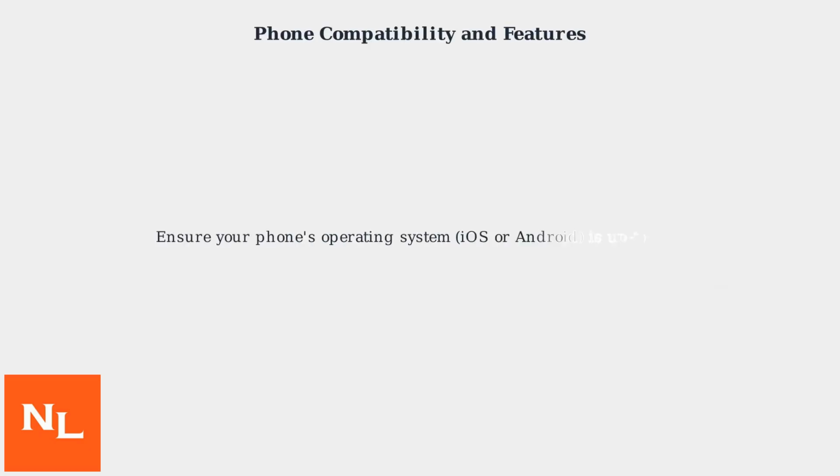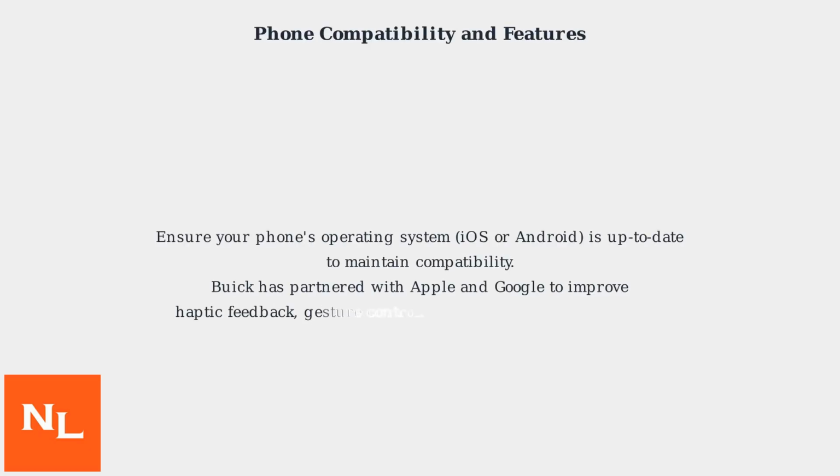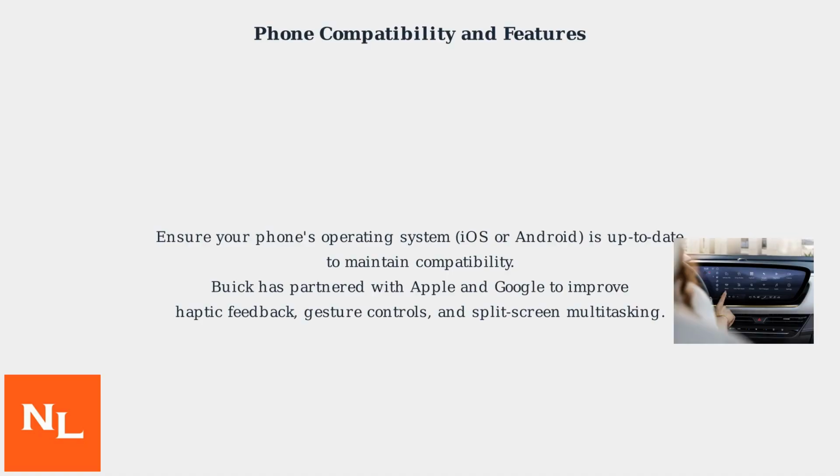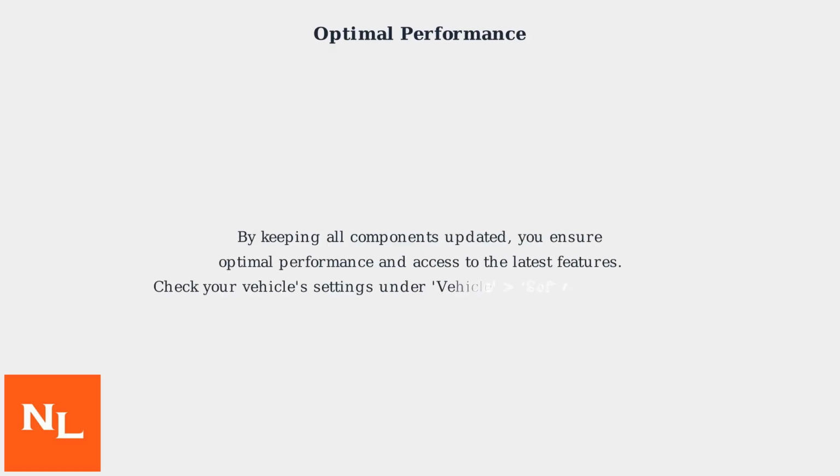For CarPlay and Android Auto, ensure your phone's operating system, iOS or Android, is up to date to maintain compatibility. Buick has partnered with Apple and Google to improve haptic feedback, gesture controls, and split-screen multitasking. By keeping all components updated, you ensure optimal performance and access to the latest features in your Buick's infotainment system. Check your vehicle's settings under Vehicle, Software Information to verify current versions.